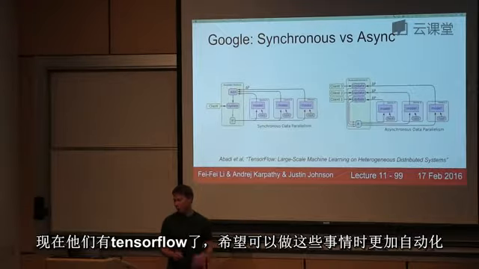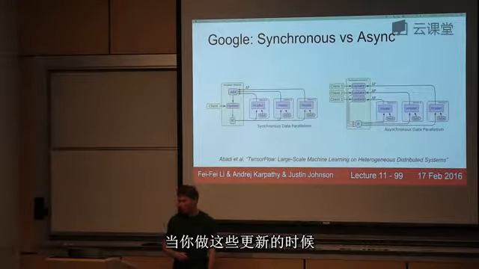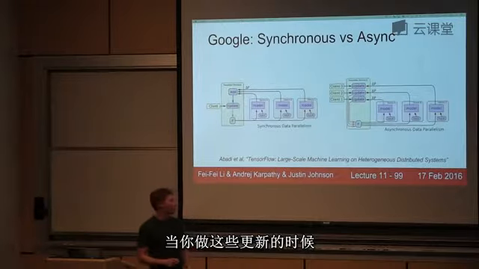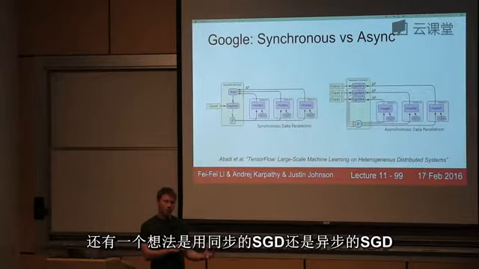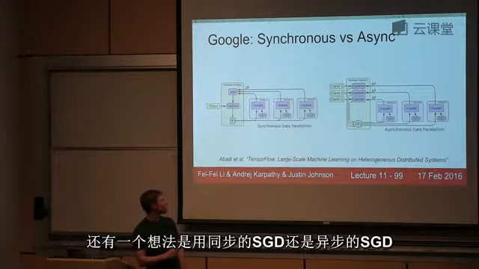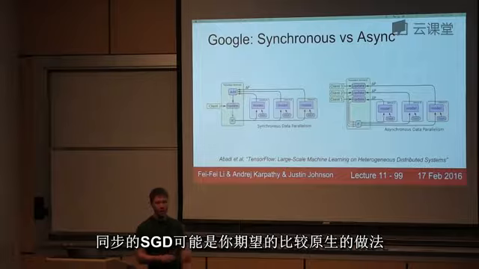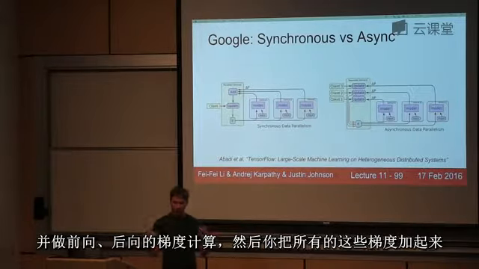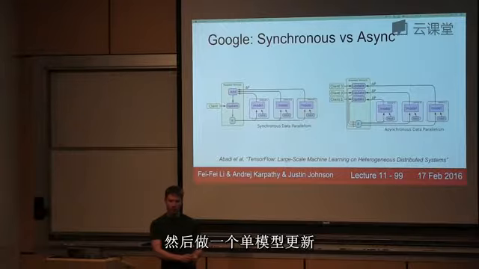But now they have TensorFlow, which hopefully should do these things more automatically. And once you're doing these updates, there's this idea between asynchronous SGD and synchronous SGD. Synchronous SGD is the naive thing you might expect. You have a mini batch, you split it up across multiple workers. Each worker does forward and backward, computes gradients. Then you add up all the gradients and make a single model update.